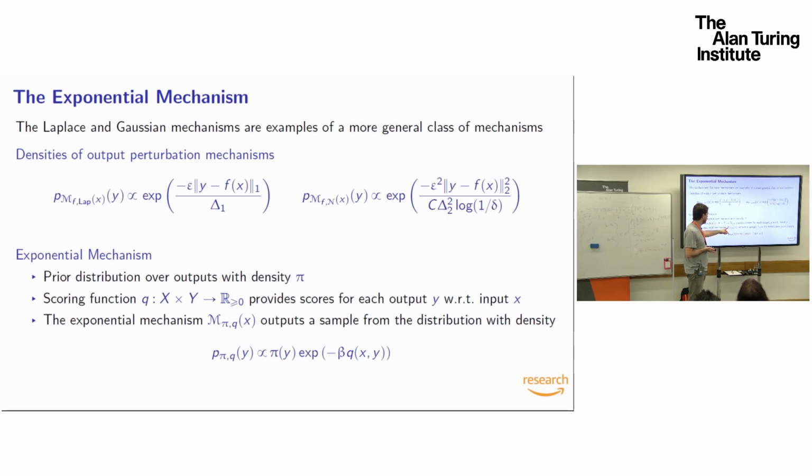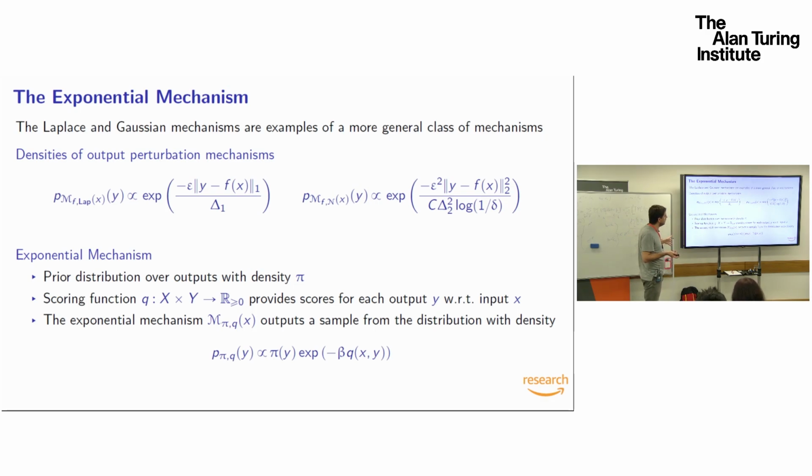So the exponential mechanism with prior pi and scoring function q will output a y with density proportional to the prior times exponential of minus beta, and this beta is what you have to tune, times the quality of possible answers. And so these are two examples of this.